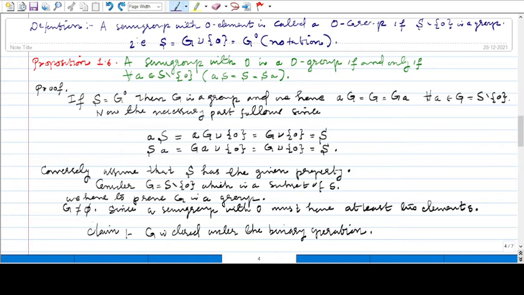So next thing is we are going to define what is called a zero group. A semigroup with zero element is called a zero group if S difference the singleton set zero is a group. That means a zero group is nothing but a group with a zero element adjoined. If you adjoin a zero element to a group, we have already seen that it will not remain a group, right? In the previous lecture.